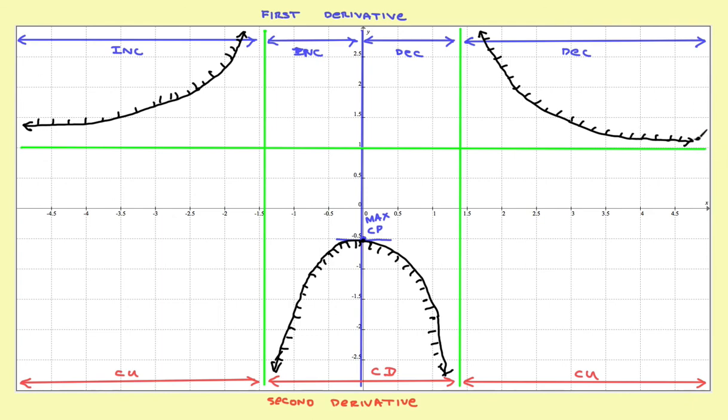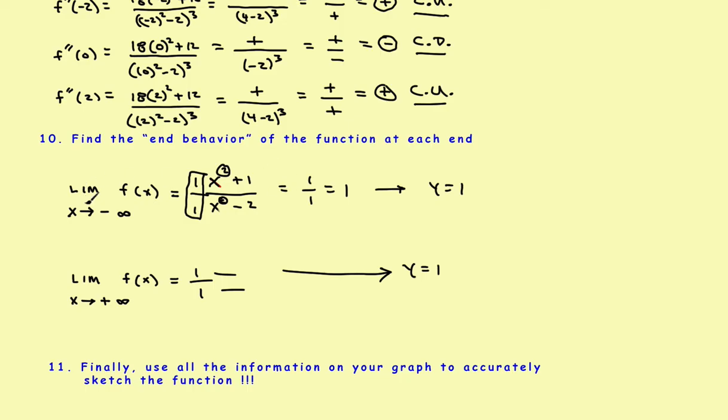Now the final thing is the end behavior. Let's go back to our final thing. What we said is, if you go way off to the left, this thing is going to be approaching the line y is equal to 1. If you go way off to the right, it's going to be approaching the line y is equal to 1.